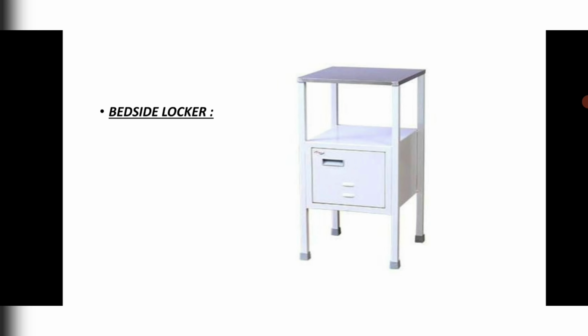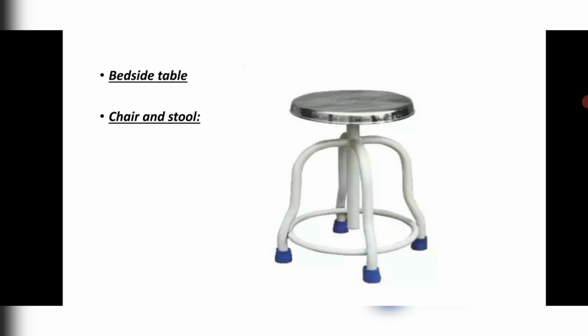The bedside locker is used to store the client's personal belongings. A client's unit is most comfortable for him if he has within his reach those items he frequently uses. Such articles can be kept on and inside the bedside locker. Then bedside table. The clients who are allowed to move around can use bedside table for taking the meals and for other purposes. Then chair and stool.